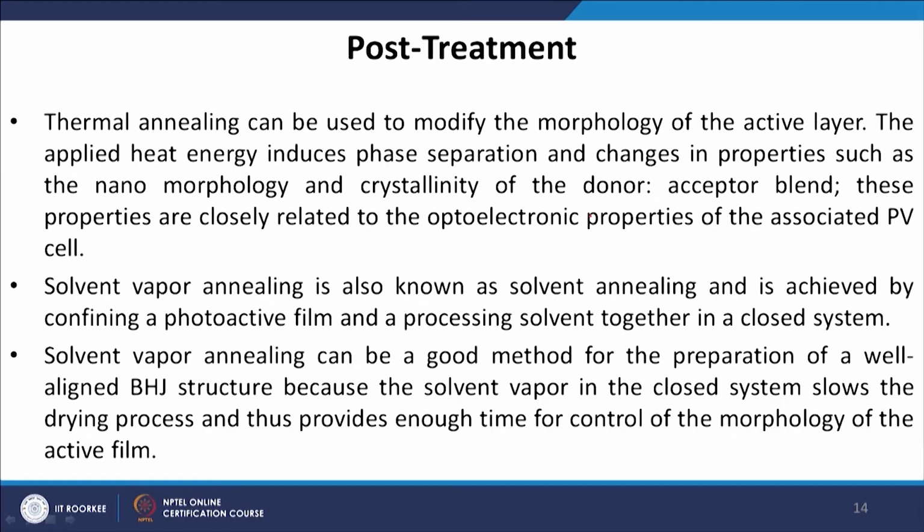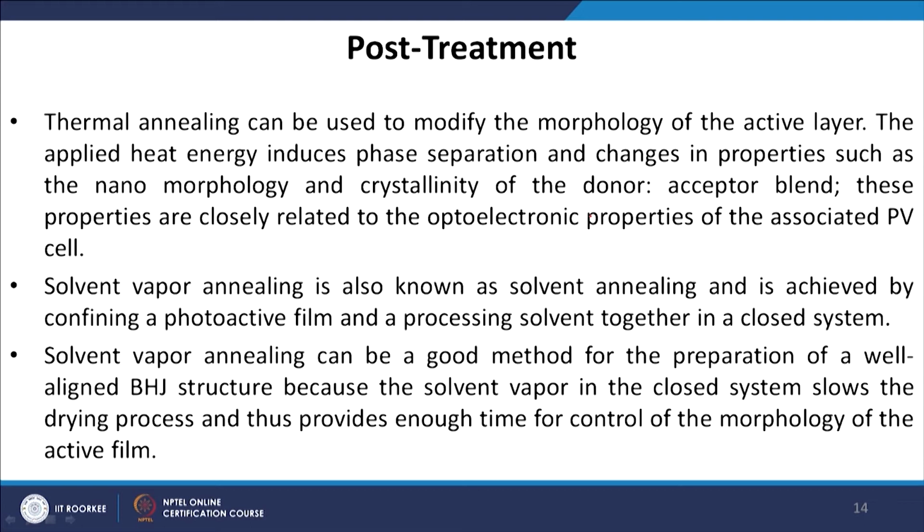Some of the post treatment processes which we will discuss here, for example thermal annealing, can be used to modify the morphology of the active layer. The applied heat energy induces phase separation and changes in properties such as the nanomorphology and crystallinity of the donor acceptor blend. These properties are closely related to the optoelectronic properties of the associated solar cell.